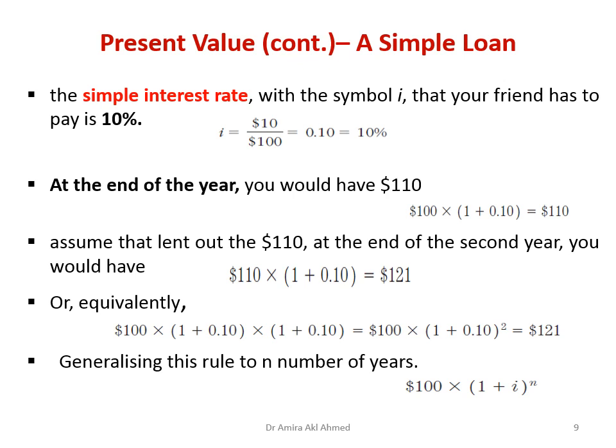Now, assume that you lent out the $110 for a second year. Hence, at the end of the second year you would have $121. We could obtain this number in a different way, as shown below. We first add the interest rate to 1, and then raise this new rate to the power of 2. Finally, you multiply this outcome by the principal. This rule could be generalized to any number of years, as shown below.